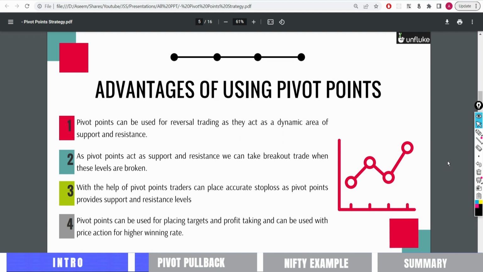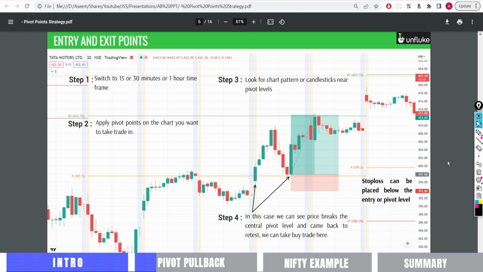And as I just said, it's a very important level. So basically what I do is I wait for the price to come at one of these levels. And based on that, if I can see that the reversal is taking place, I can go for a reversal trade. And most of the time I've seen that the pivot points work very well on stocks, on options, on futures, MCX, currency, everywhere. So let's talk about the entries.